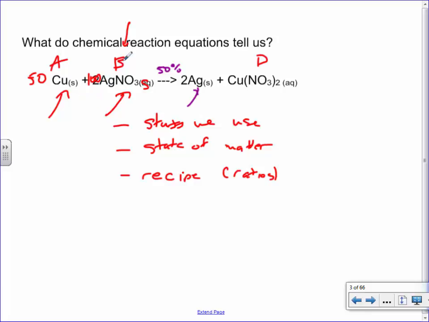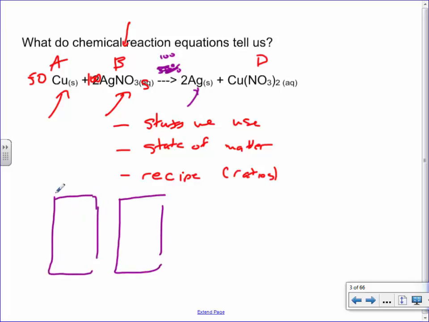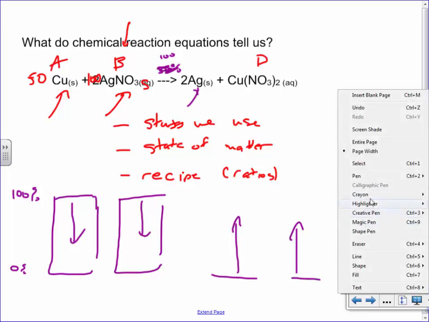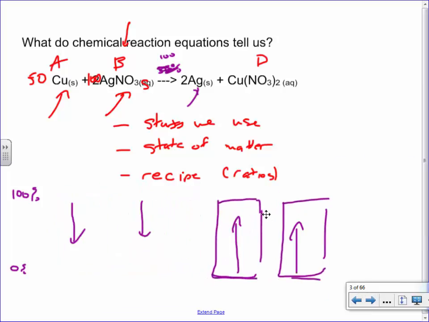Things that are strong react 100% of the time. So if you imagine a bar graph of how much stuff you have, when you begin, normally you'd have 100% of these and 0% of these, right? And as the chemical equation progresses, this bar goes down and this one goes up. Does that make sense? We assume that by the time we're done, these become 100% and these become 0%. But maybe that's not the case.